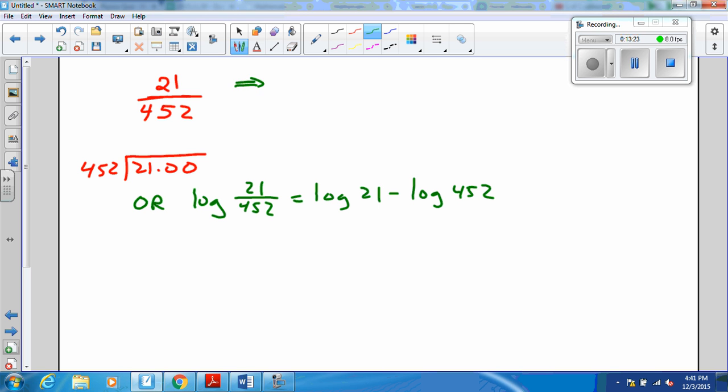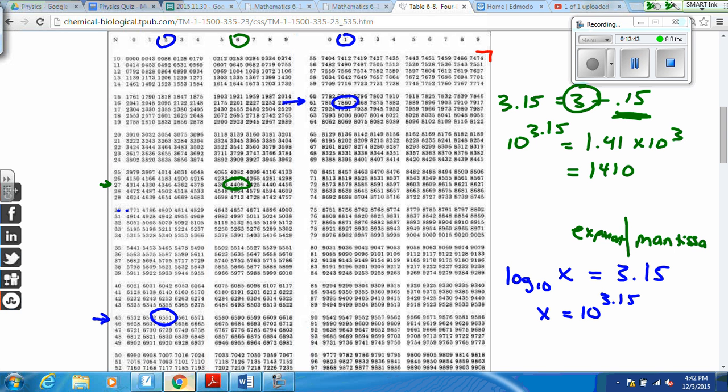And so to evaluate this quotient right here, all I need to do is compute the logs of each one of my numerator and denominator and subtract. And that will give me the log of my answer. And then a reverse lookup will give me the final quotient. And that's not so bad. Let's do that. See if you can beat me to it. Here's the log table. Pause the video and see if you can do 21 over 452 using just the log table.